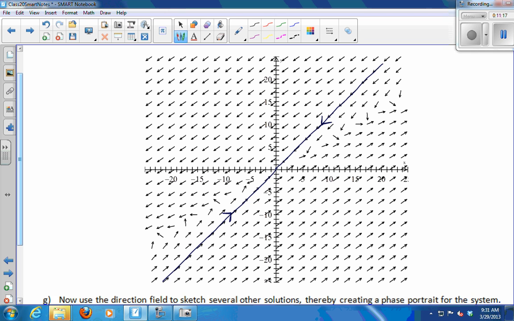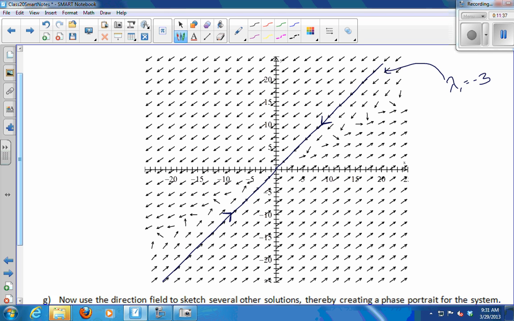We also know that because lambda was negative. We found this line from lambda 1 being negative 3. When the lambda is negative, the solutions go towards the origin. When it's positive, they go away.